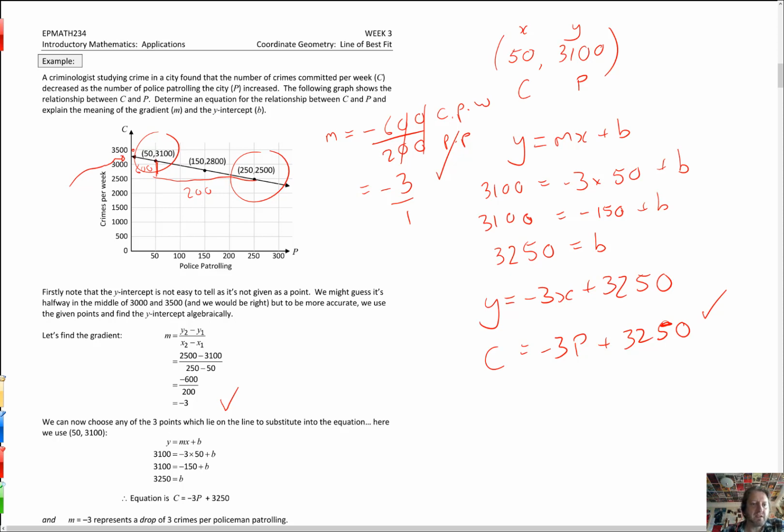What about the y-intercept? What did 3,250 represent? Well, again, simplistic. It meant if there were no police patrolling, we would have had 3,250 crimes per week happening. I think it may have been more in real life, but there we go. The initial value was 3,250 when the horizontal axis was 0. In other words, no police patrolling would have given us 3,250 crimes per week. Okay.